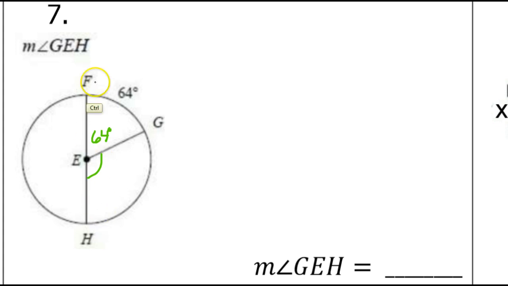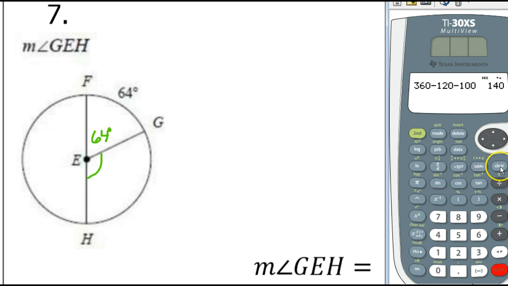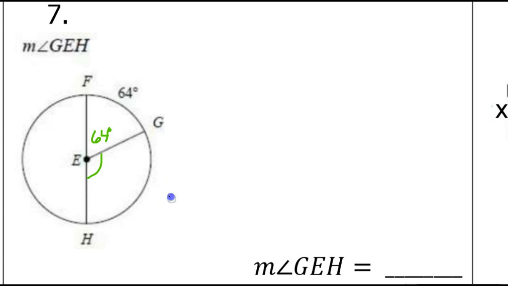So I see that I have a diameter here. So this right-hand side is a semicircle. So I should be able to find the remaining part by subtracting from 180. So if I do 180 minus 64, that is 116. So that tells me that this angle is 116 degrees.